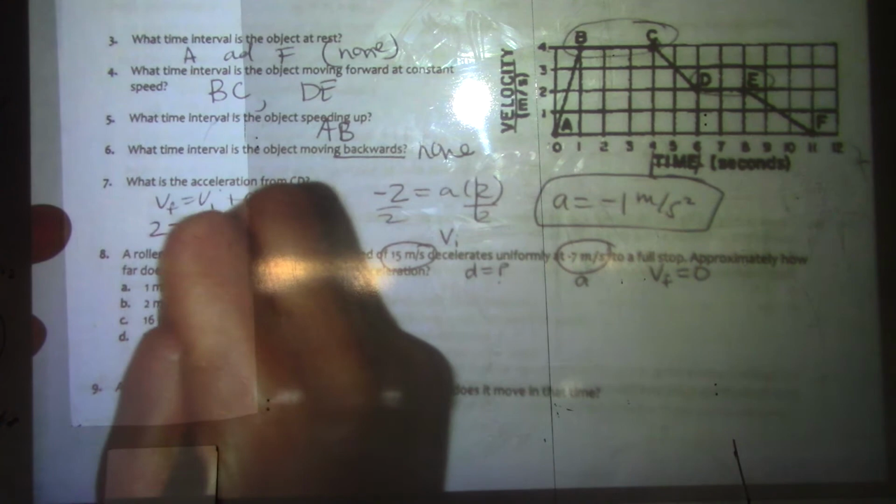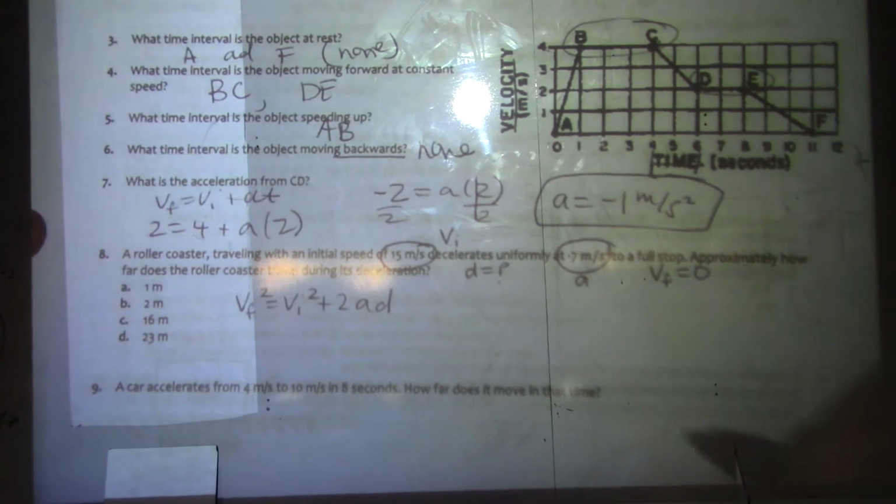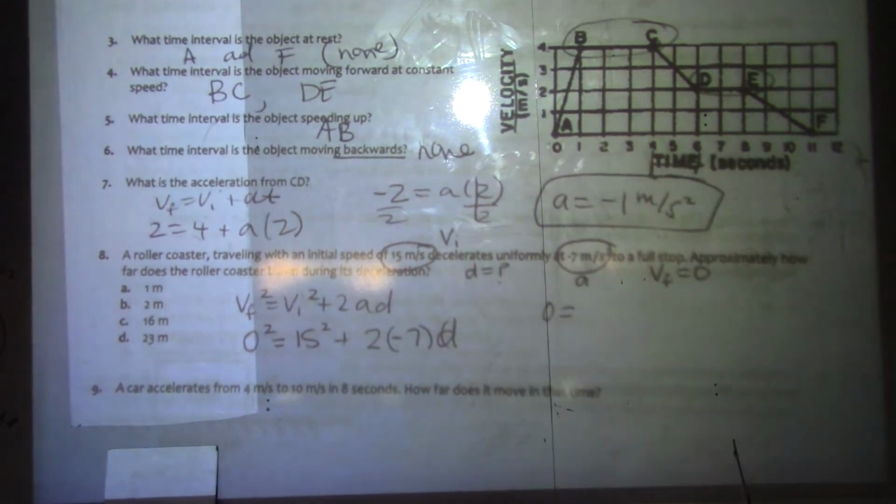I'm going to use VF squared equals VI squared plus 2AD. Some of you prefer to use VF equals VI plus AT, get time, and then plug into the D equals. That's fine. You don't have to. This was a little bit shorter. 0 squared equals 15 squared plus 2 times negative 7 times distance. So we've got 0, 15 squared is 225.